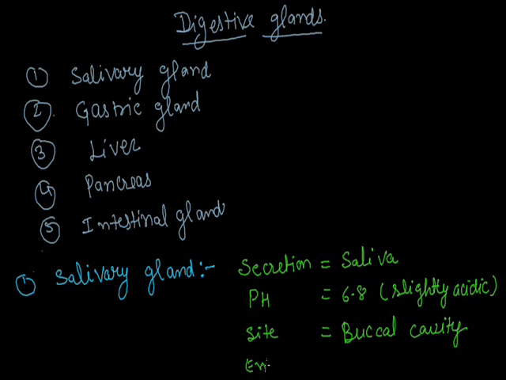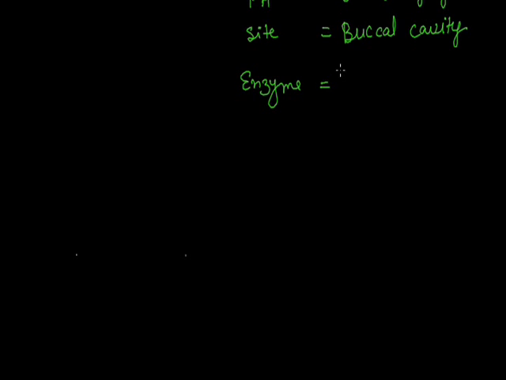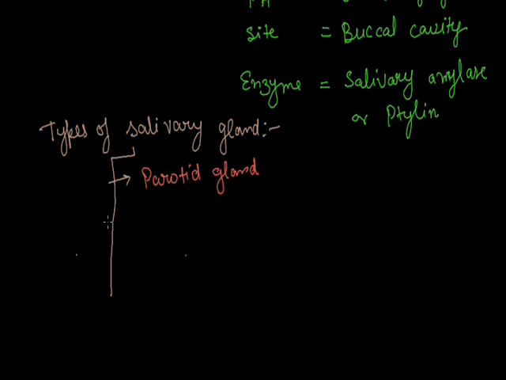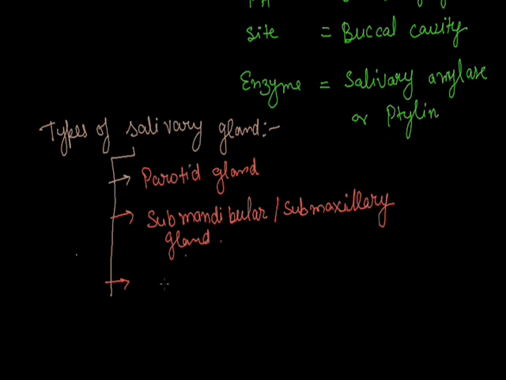Enzyme: salivary amylase, or we can say ptyalin. Now, types of salivary glands. First is the parotid gland. Second, the submandibular gland, or we can say submaxillary. And third is the sublingual gland.